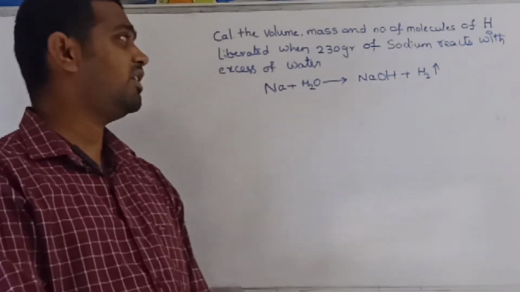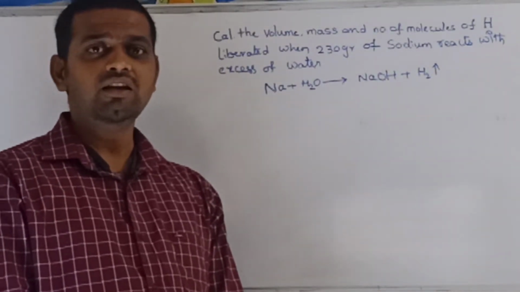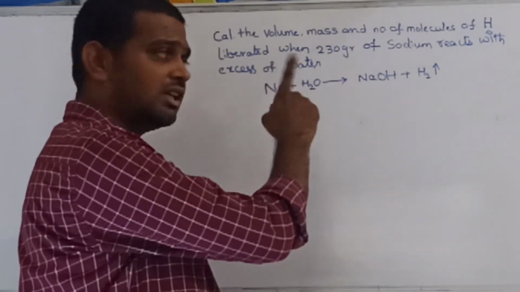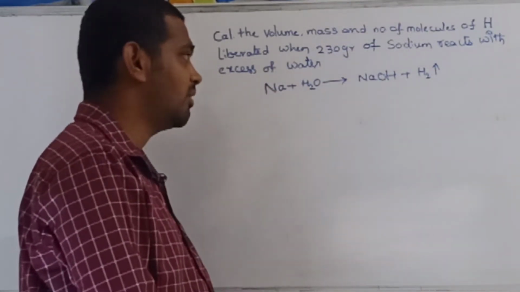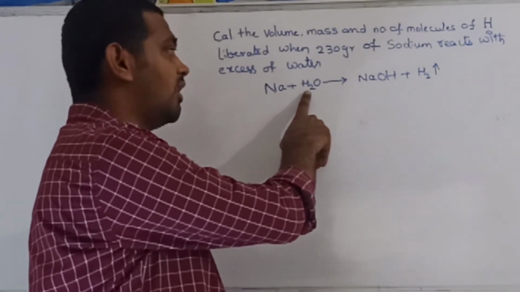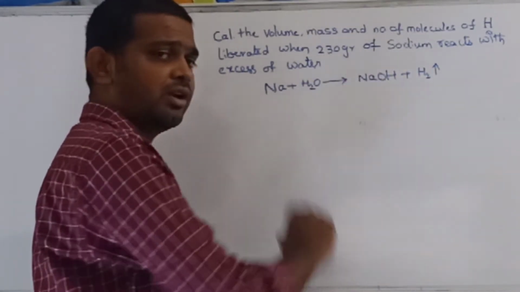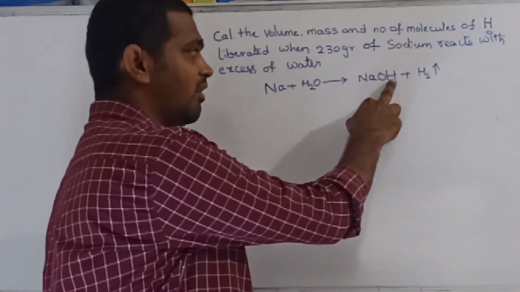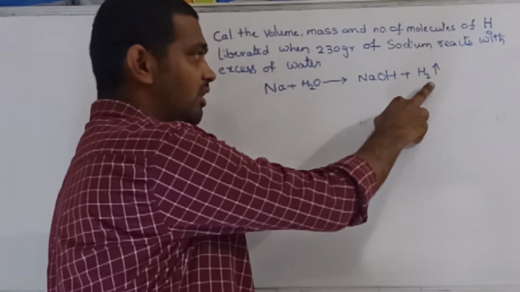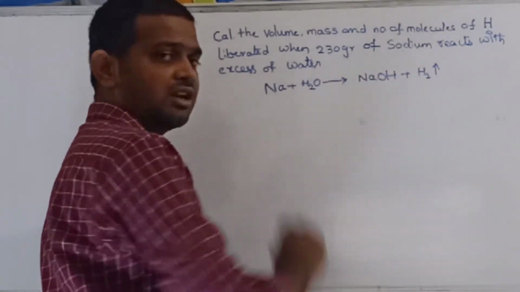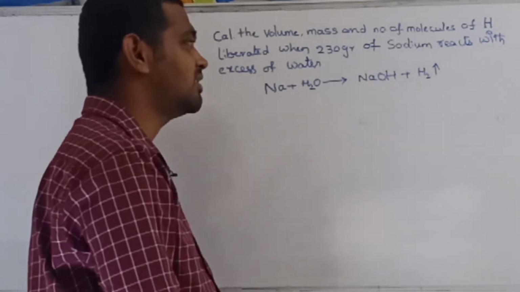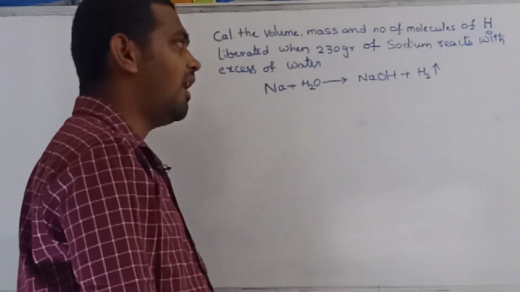Our next step is to balance the chemical equation. Here on the reactant side one sodium atom is there and on the product side one sodium atom is there. Coming to the hydrogen, in the water molecule we have two hydrogen atoms. Coming to the product side, in sodium hydroxide, one; in the hydrogen molecule, two are there. So hydrogen atoms are not balanced, but oxygen atoms are balanced. So our next step is to balance the hydrogen atoms.